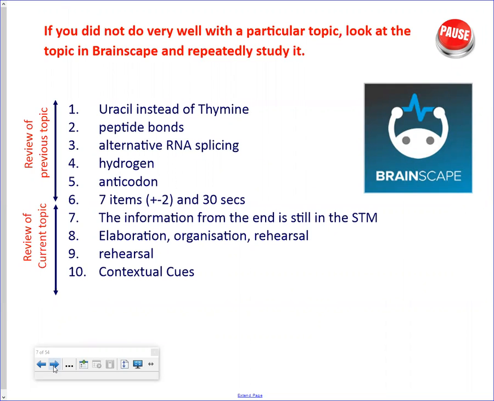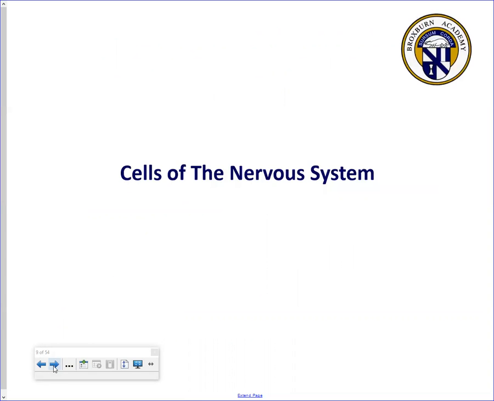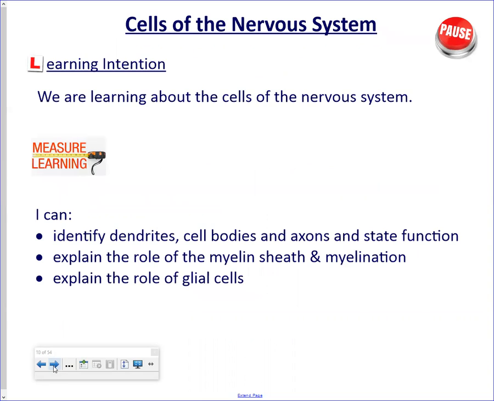First 5 are from previously, from Unit 1, and the last 5 questions are just from stuff that we've just covered. So we've been looking at the nervous system and the brain, different parts of the brain and memory. So we're now going to focus in on particular cells of the nervous system and how they work. So take a look at the key learning points.